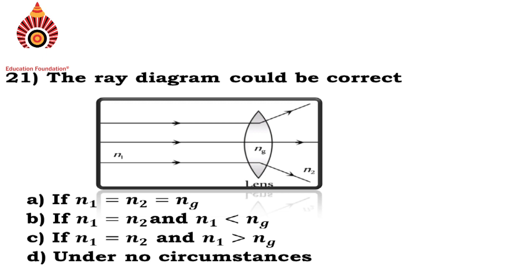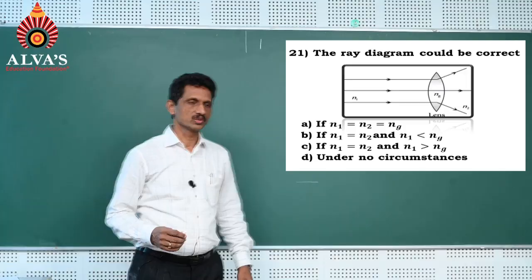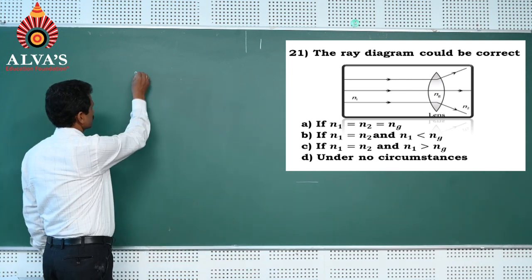Question number 21. The ray diagram could be correct. A. If N1 equal to N2 equal to Ng. B. If N1 equal to N2 and N1 less than Ng. C. If N1 equal to N2 and N1 greater than Ng. D. Under no circumstances. See the diagram, question number 21.